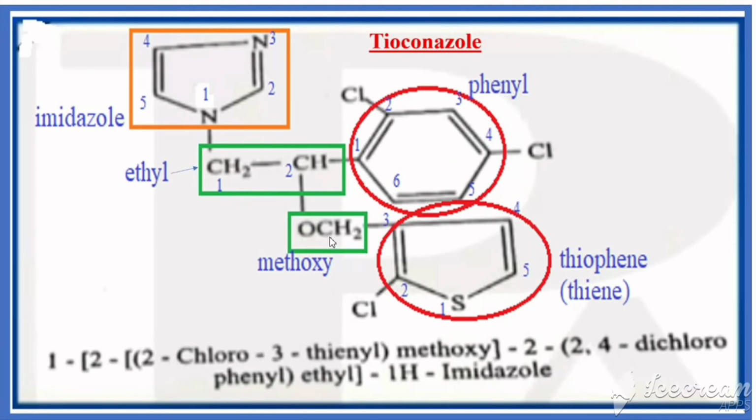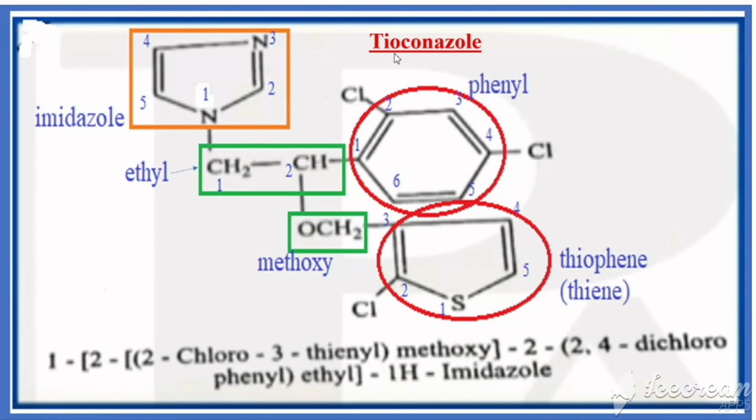The carbon of methoxy is connected with what? 2-chlorothiophene. So what is the difference between econazole and this one? What is the structure for econazole? Imidazole is connected with ethyl. That ethyl is having 2,4-dichlorophenyl and methoxy group, and that methoxy is having 4-chlorophenyl. So instead of phenyl, for tioconazole we have thiophene. Whereas for econazole chlorine is attached in 4th position, here chlorine is attached in 2nd position.